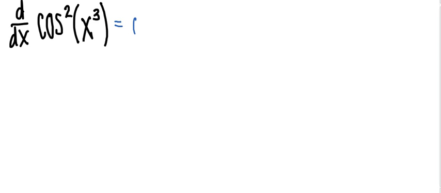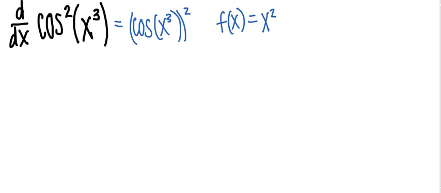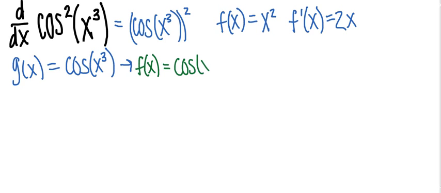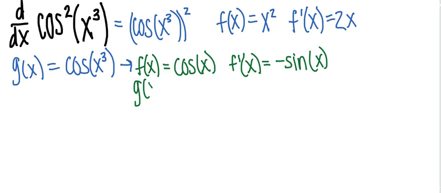This can be rewritten as cosine of x cubed squared. F of x equals x squared. F prime of x equals 2x. G of x equals cosine of x cubed. To get g prime, you may recognize that we have to do another chain rule, where f of x equals cosine of x, so f prime of x equals negative sine of x, and g of x equals x cubed, so g prime of x equals 3x squared.